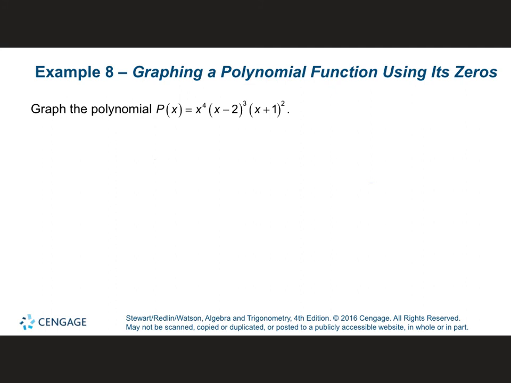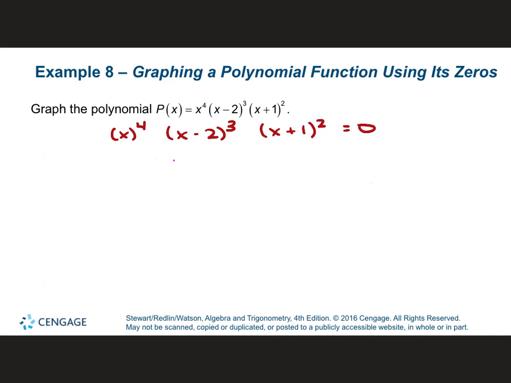So when we look at these parts of this function, for this example, we have x to the 4th power, we have x minus 2 cubed, and we have x plus 1 squared. So this x to the 4th power we can write as x in parentheses raised to the 4th power. That x minus 2 is raised to the 3rd power, and that x plus 1 is raised to the 2nd power. Remember, this is all equal to 0.